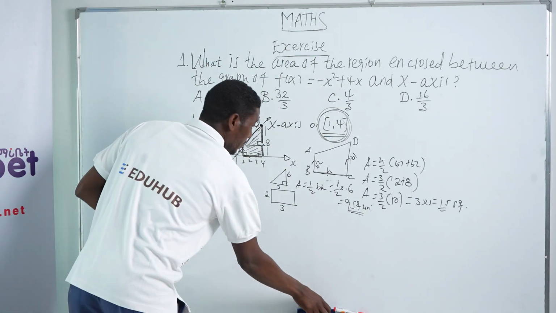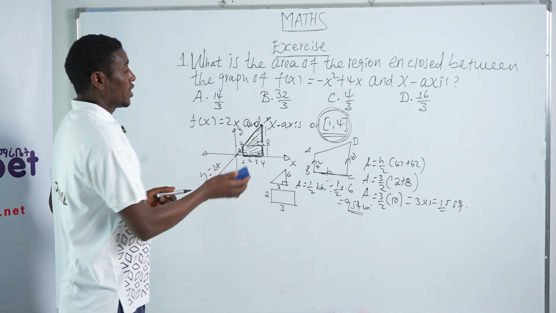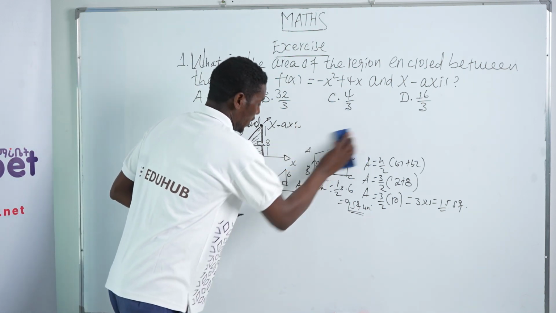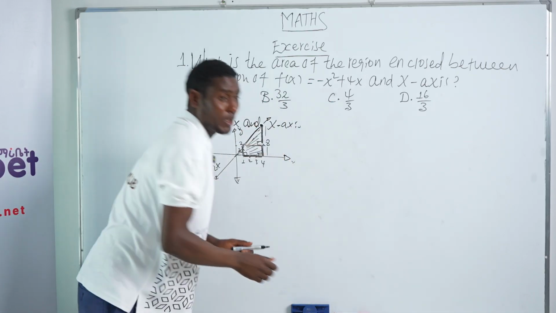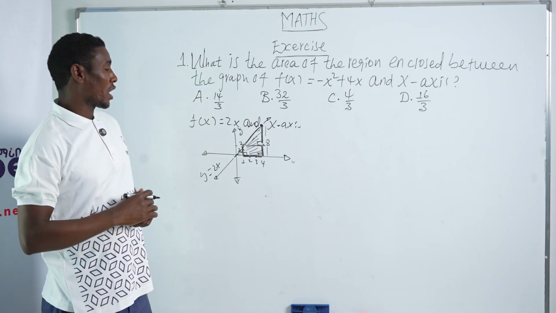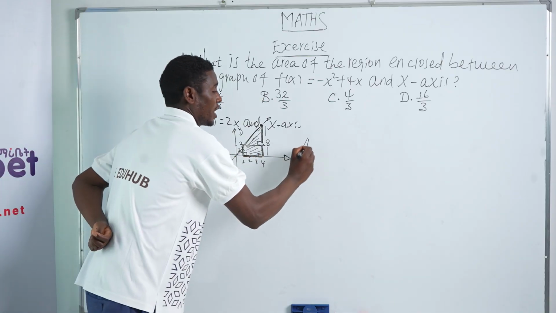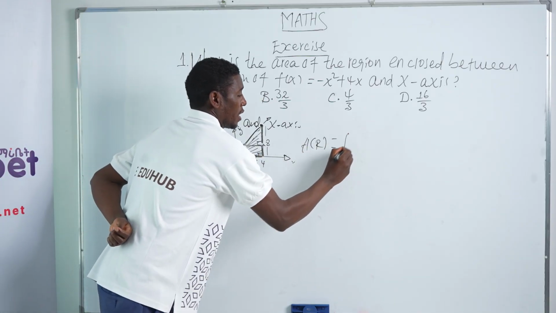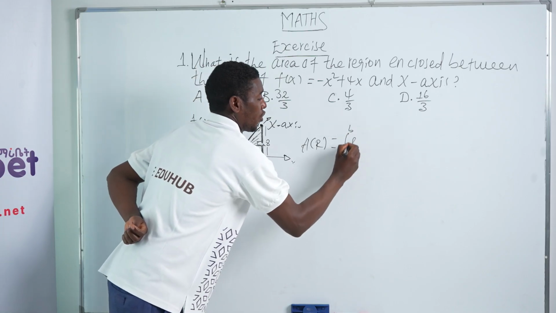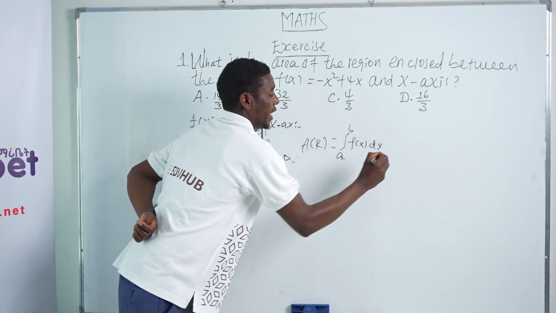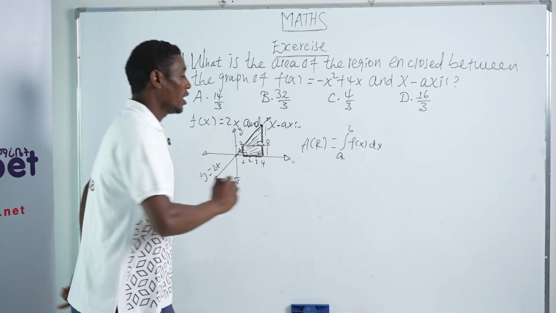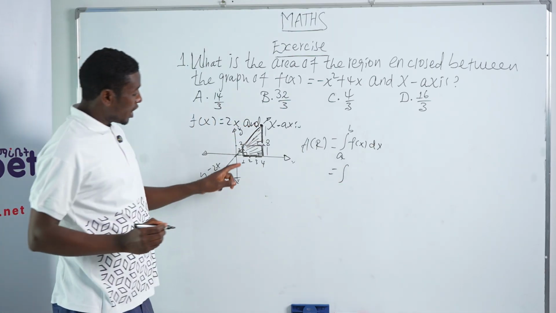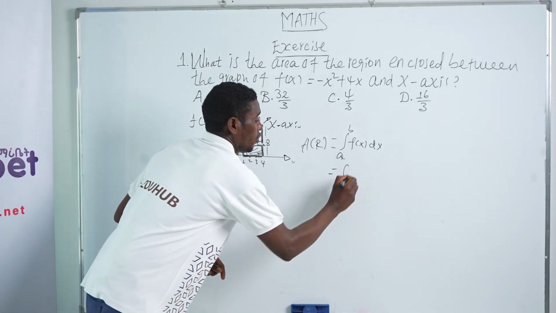So here, let me show using integration or integral calculus, because for irregular shapes, we must always use integral calculus only. The area of the region is given by the integral from a to b of f of x dx. Here, a is our lower limit and b is the upper limit. Our limits are from 1 to 4.